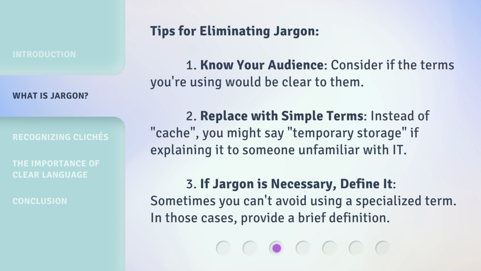Tips for eliminating jargon. 1. Know your audience. Consider if the terms you're using would be clear to them. 2. Replace with simple terms. Instead of cache, you might say temporary storage, if explaining it to someone unfamiliar with IT. 3. If jargon is necessary, define it. Sometimes you can't avoid using a specialized term. In those cases, provide a brief definition.